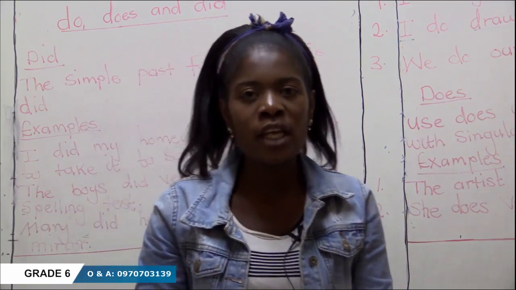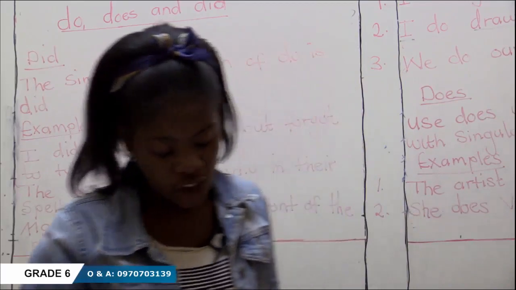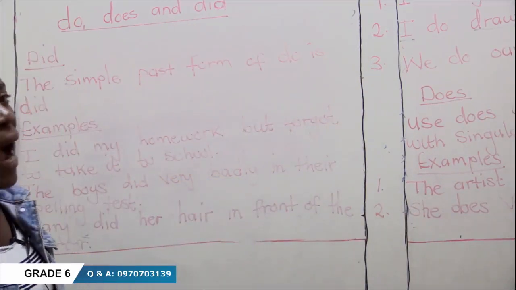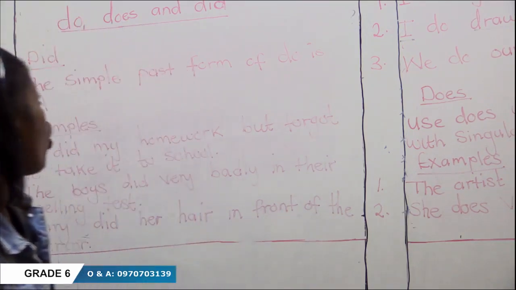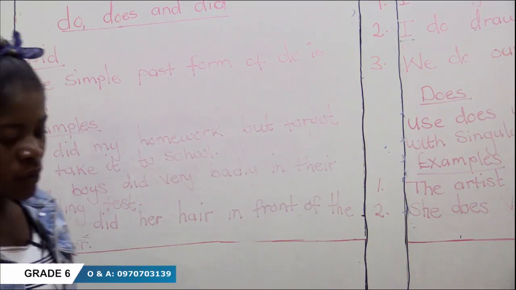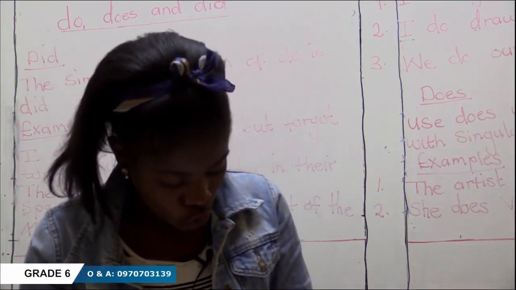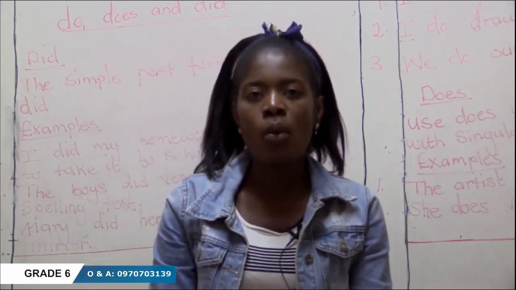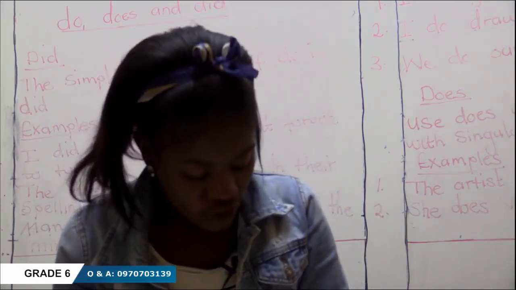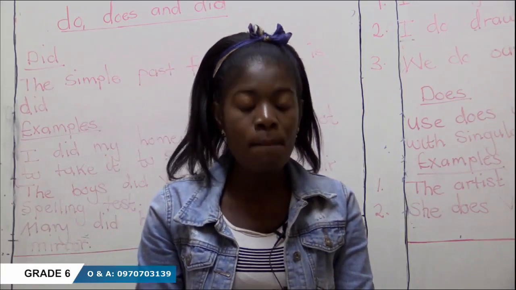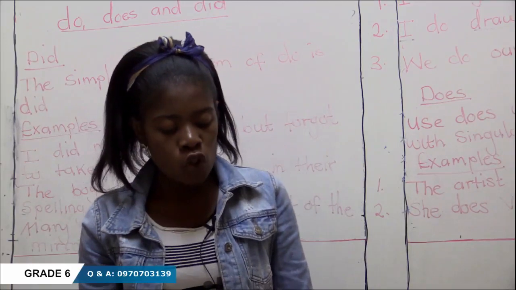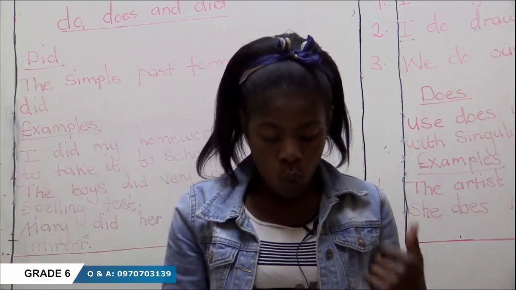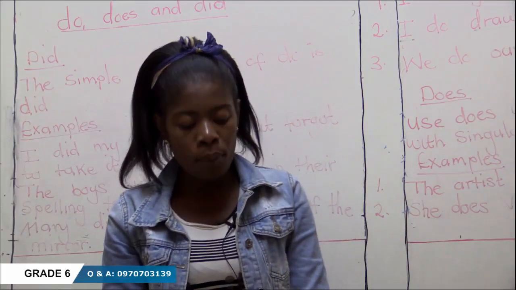I hope you are enjoying today's English lesson, talking about verb and tense. Do, does, and did. We said the verb do is used to talk about actions. The words do and does are the simple present form of the verb do. And we use do with the pronouns I, we, you, and with plural nouns.